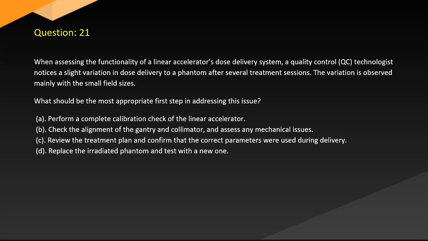Question 21. When assessing the functionality of a linear accelerator's dose delivery system, a quality control technologist notices slight variation in dose delivery to a phantom after several treatment sessions. The variation is observed mainly with the small field sizes. What should be the most appropriate first step in addressing this issue? A. Perform complete calibration check of the linear accelerator. B. Check the alignment of the gantry and collimator and assess any mechanical issues. C. Review the treatment plan and confirm that the correct parameters were used during delivery. D. Replace the irradiated phantom and test with a new one.